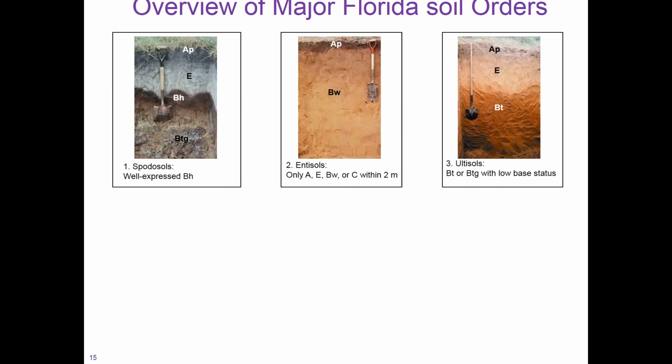The number 3 is ultisols, and these are soils with alluvial layers, BT horizons or BTG, and they have low base status, meaning they have a relatively low proportion of calcium, magnesium, sodium, and potassium in relation to acidity components, hydrogen and aluminum, on the exchange complex of the soil.